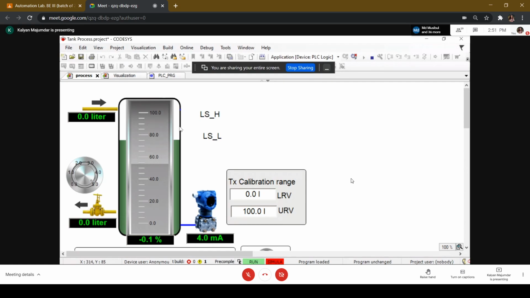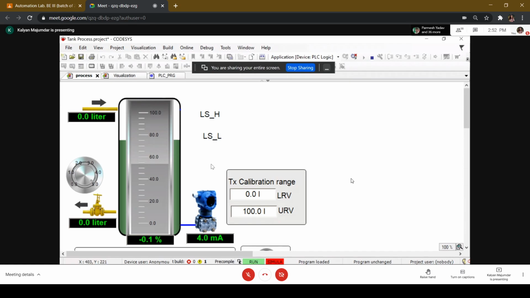Now, you have two level switches, one installed at the lower end of the tank, another one installed at the upper end of the tank. Where you install it is your choice. So this is called level switch high and level switch low. Additionally, which was not there in the first version of the assignment, you'll have this in the third version of this assignment.